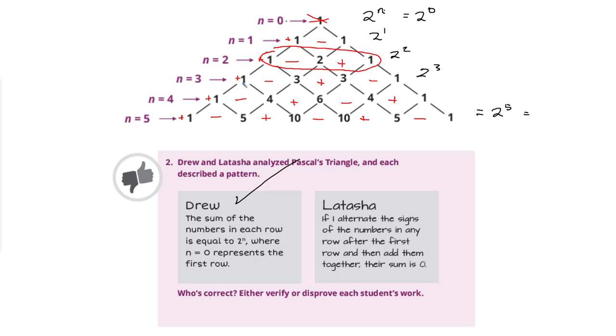Zero. 1 minus 3 plus 3 minus 1. 1 minus 4, negative 3 plus 6, positive 3, minus 4, negative 1, plus 1. 0. So we're continuing to get 0 each time we add.